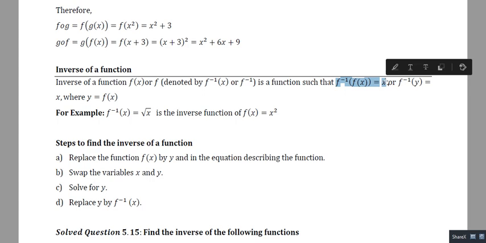So if you are applying the composition of the inverse function and the original function, we will get the output as x. Now we know that y equal to f(x), so in place of f(x) we can put y, so we can write f inverse y is equal to x, where y equal to f(x). So given any function y equal to f(x), its inverse will be f inverse y. Let us see how to calculate the inverse of any function.